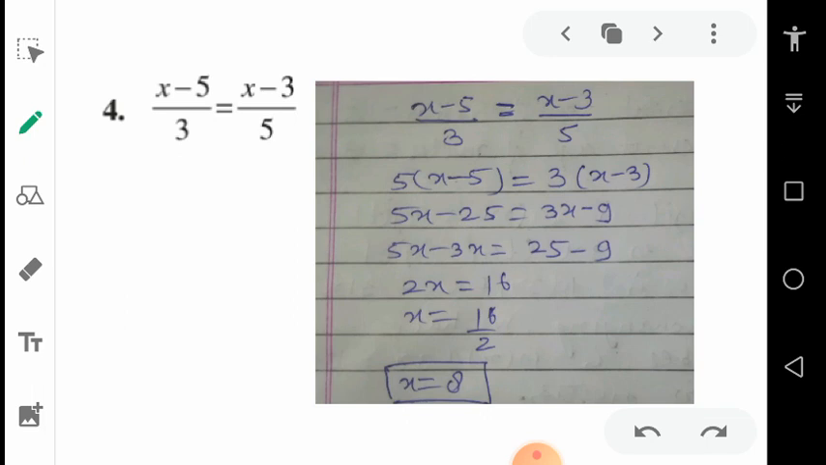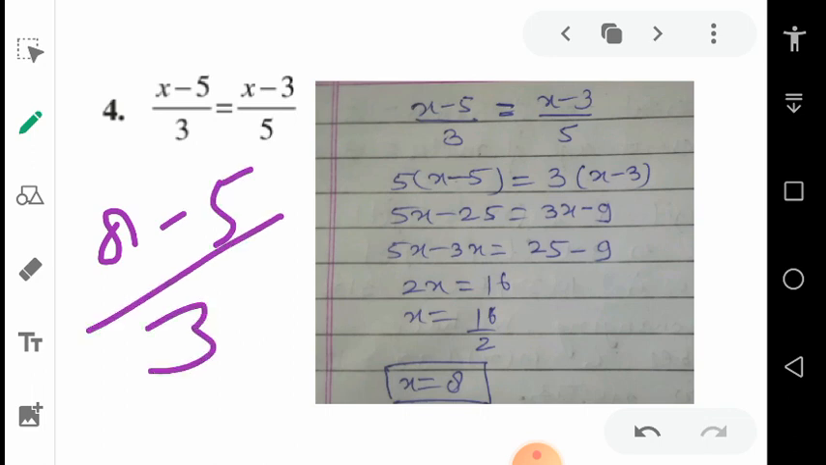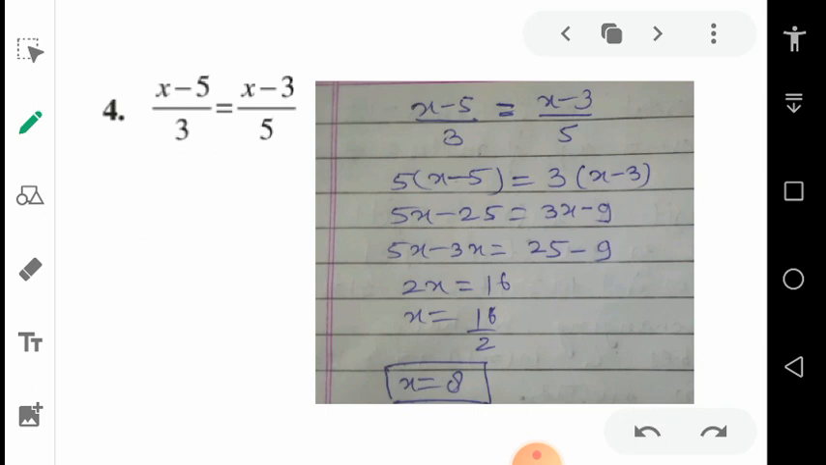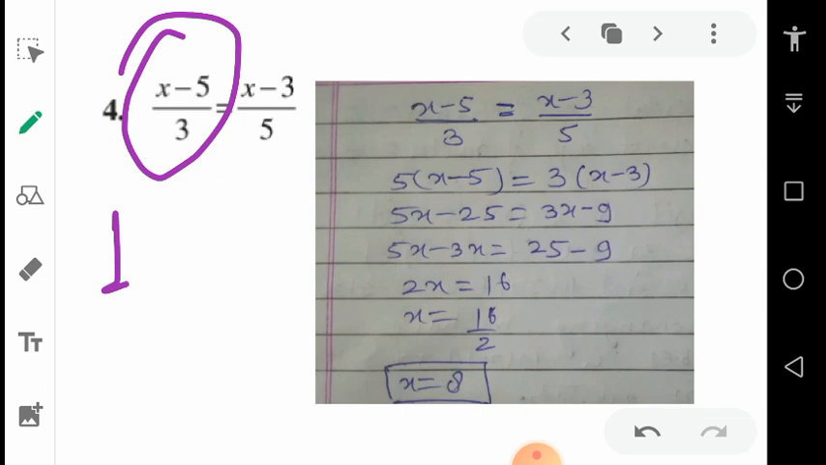We are doing cross checking, it's very important. See carefully. x equals 8, so we'll write 8 minus 5 upon 3. This is the left hand side. Now what is the value? That is 3 upon 3, and it is 1. So on the left hand side we have 1. Remember this, the value inside the circle is 1.